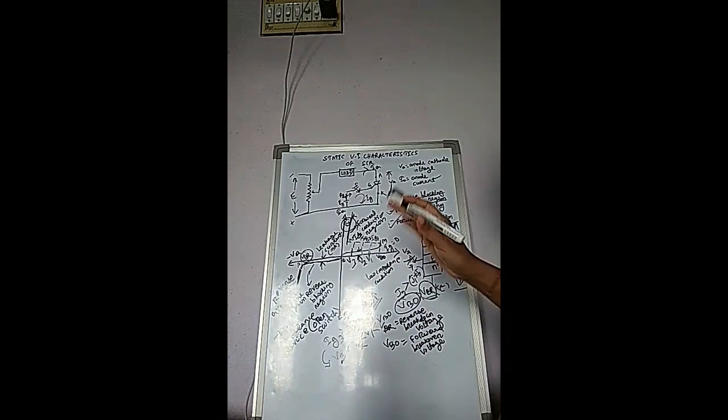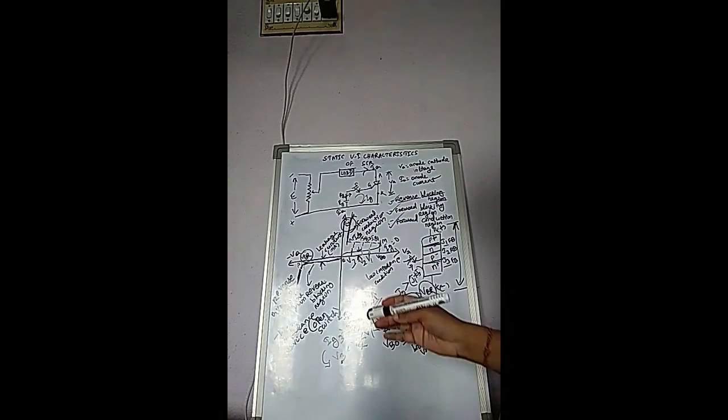The magnitude of gate current is always more than the minimum gate current required to turn on the SCR. The typical gate current magnitudes are of the order of 20 to 200 milliamperes.